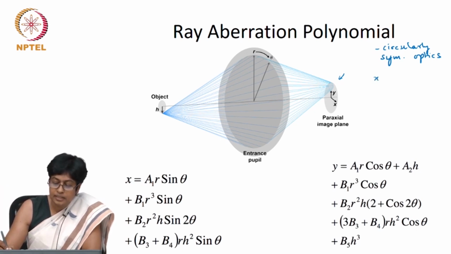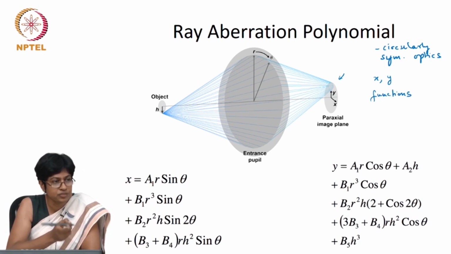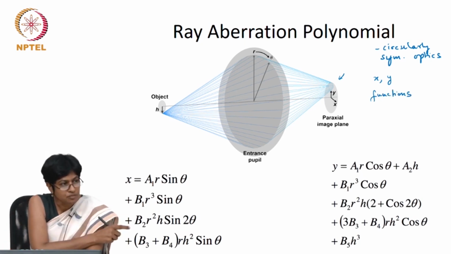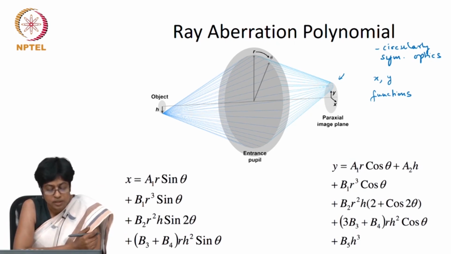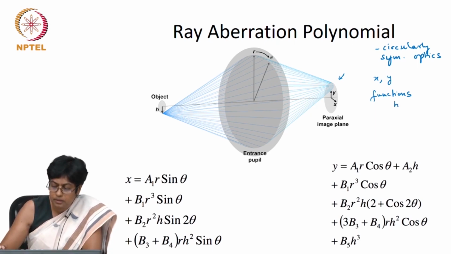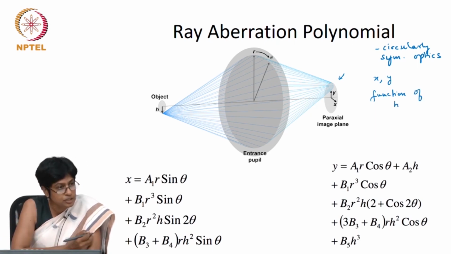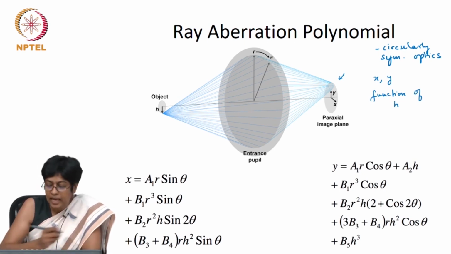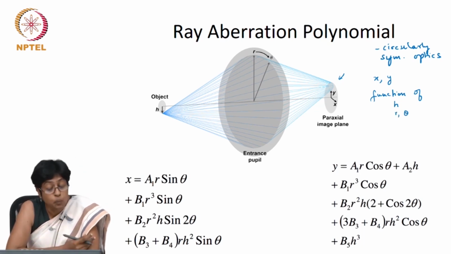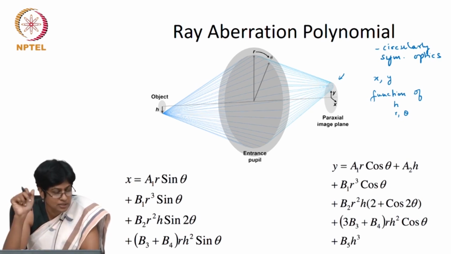And this x and y are functions of the coordinates of the ray starting from the object and traveling through the optical system. So what are the coordinates there? Well, it is a function of h, which is nothing but the object height, and r and theta, where the ray crosses the optical system.